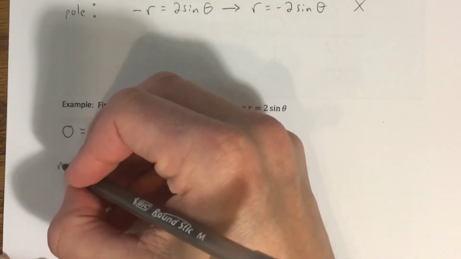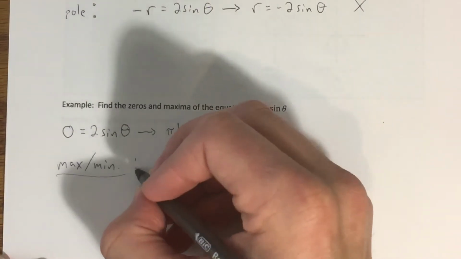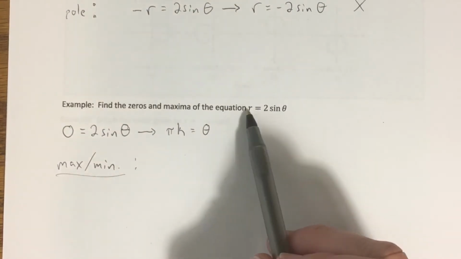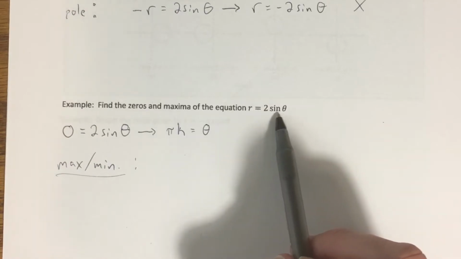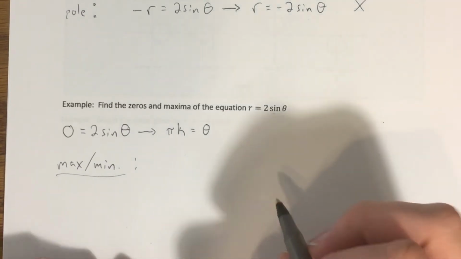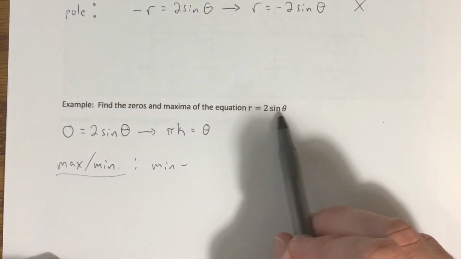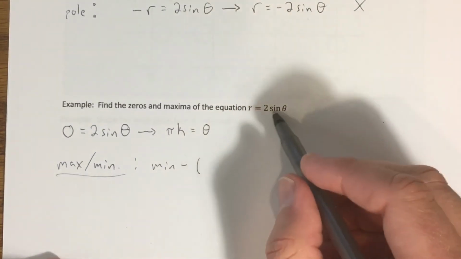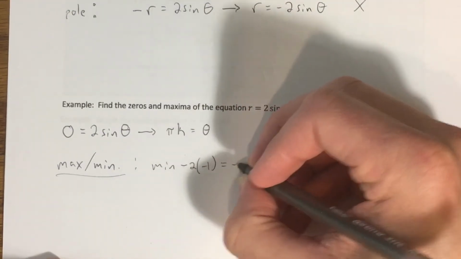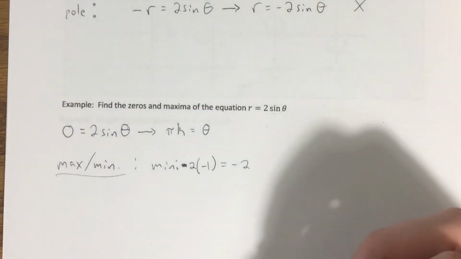Now, as far as maxima and minima, I'm going to say max, min. What we're doing is we're looking for the largest and smallest possible values that we can get for r. And this is going to be determined by considering the range of the sine function. We know that the smallest sine of theta can be is -1. So the smallest that r can be is 2 times -1 or -2.